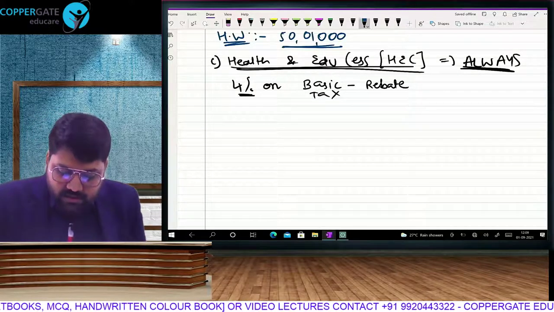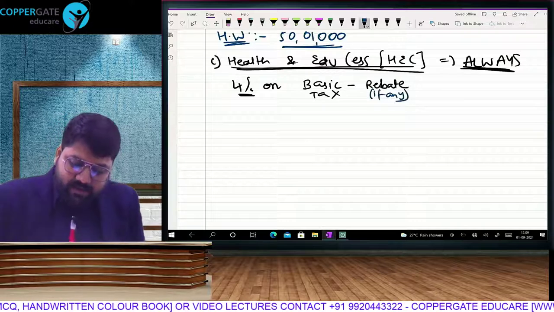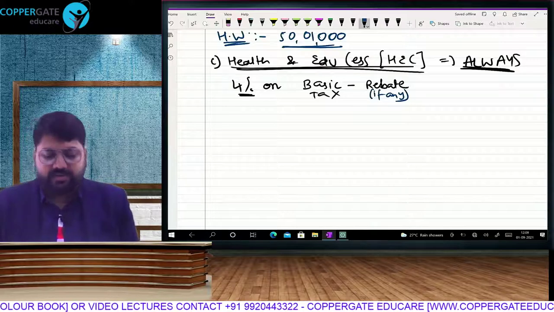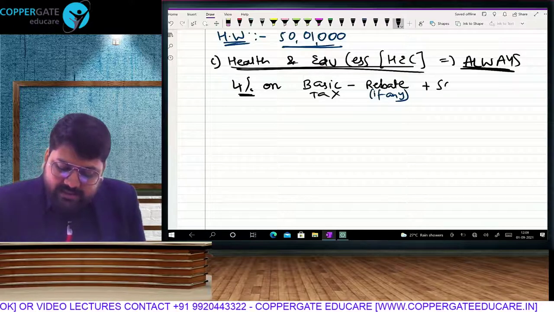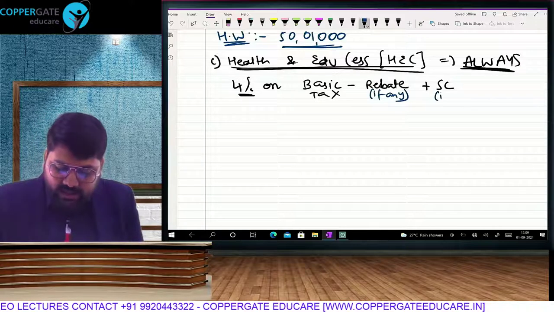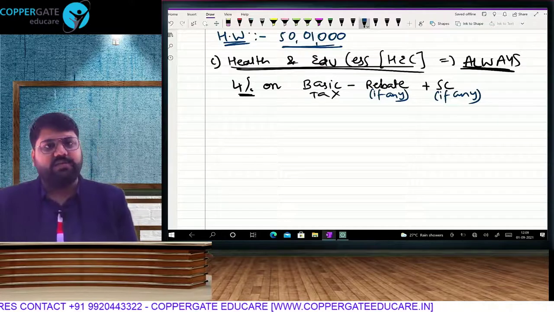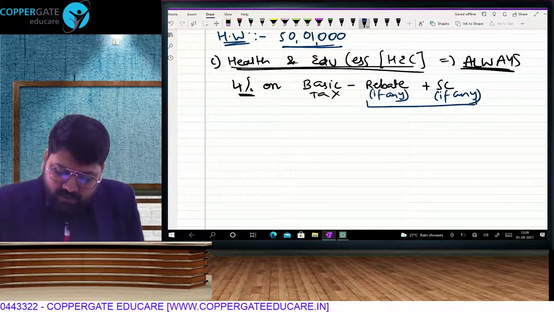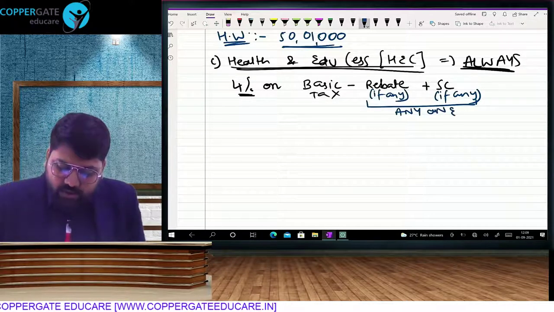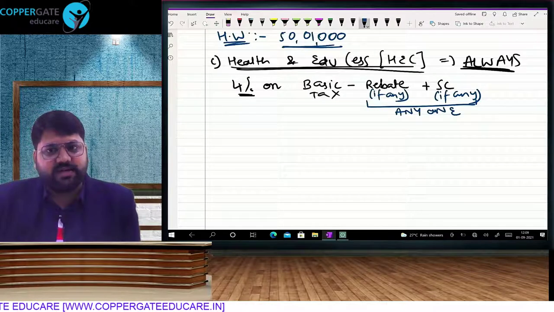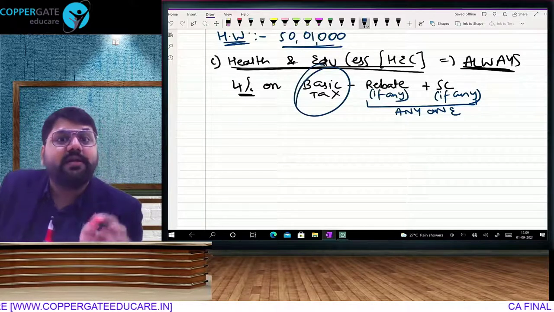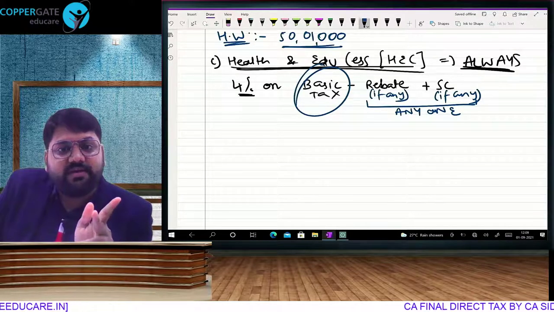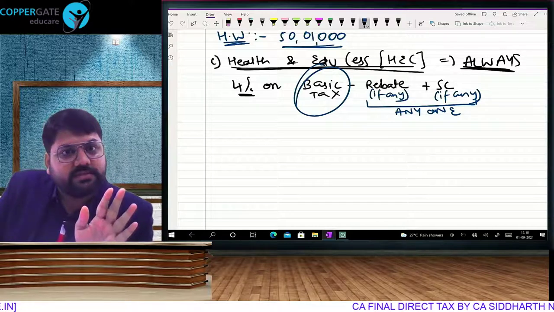But can I mention here, if applicable, because rebate is not applicable for everyone. If there is rebate, subtract it. Add surcharge. Can I mention here also, if any, because surcharge also does not come for everyone. And with respect to these two, can I also mention that it is never going to be both. Either it will be rebate or it will be surcharge. Sometimes it can be none of them, only basic tax. Income more than 5 lakh, less than or equal to 50 lakh. It can be none of them, only basic tax.